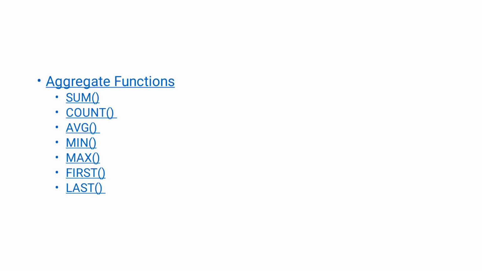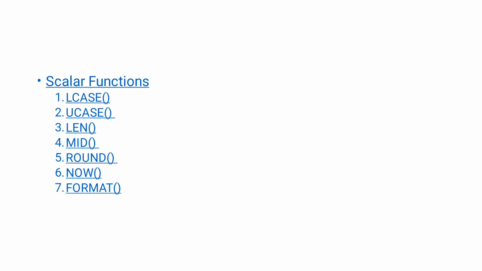In SQL we have two types of functions. The first one is aggregate functions, and the second one is scalar functions. In the aggregate functions we have seven functions: sum, count, average, minimum, maximum, first and last. In the scalar functions we have seven functions: LCASE means lower case, UCASE means upper case, length, mid, round, now, and format.